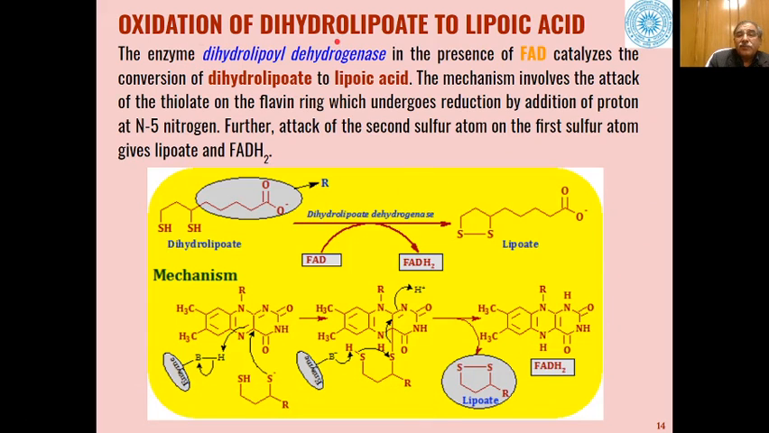Similarly, oxidation of dihydrolipoate to lipoic acid can take place when we use FAD. FAD will be reduced to FADH2, and cyclization at this place will take place through dehydrogenation in the presence of enzyme dihydrolipoate dehydrogenase. So this group is not affected, only dehydrogenation will take place at these sulfur atoms.